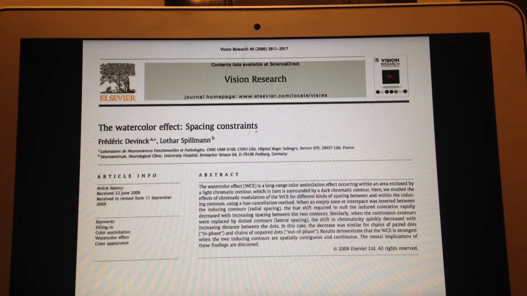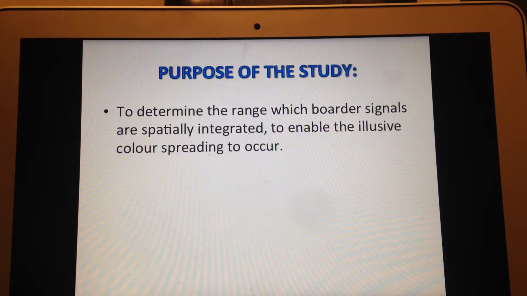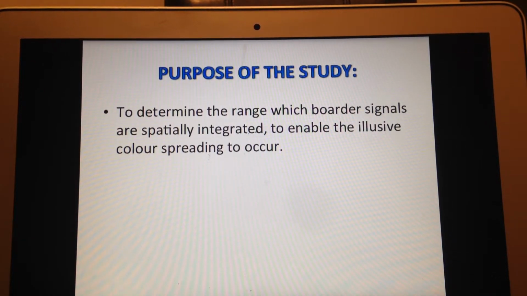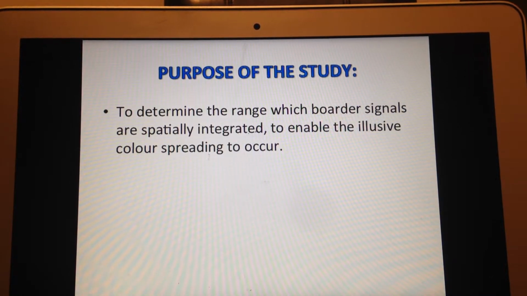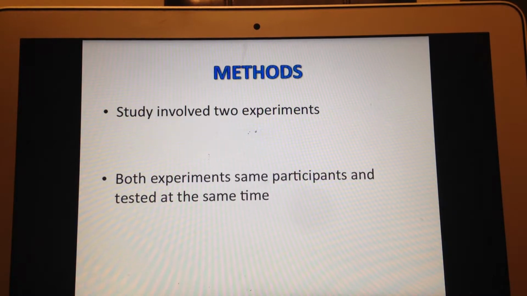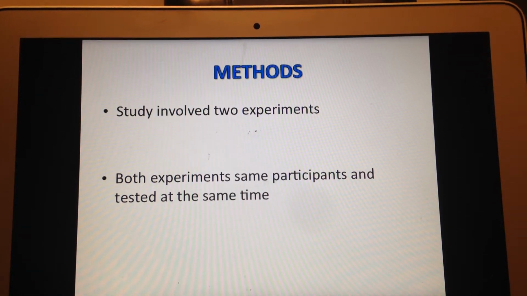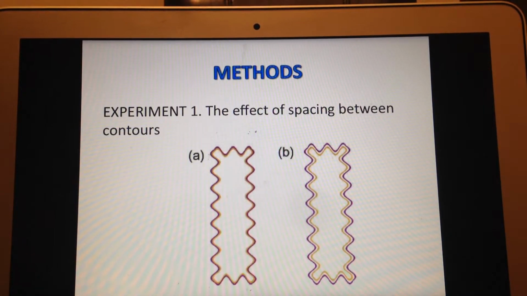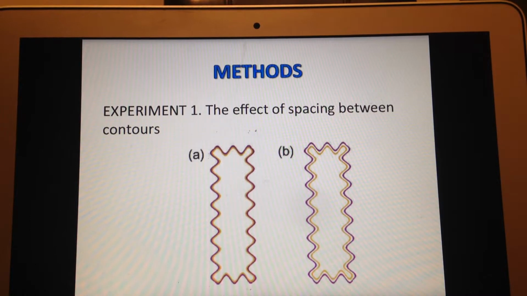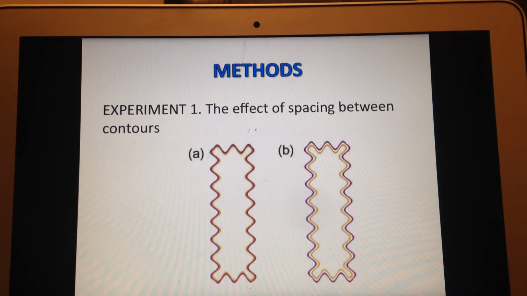The watercolour effect's spacing constraints. In Devinck and Spillmann's study, the range over which the chromatic border signals are spatially integrated to enable colour spreading to occur was investigated. The study involved two experiments, however both experiments were tested using the same participants during one time period. In Experiment 1, the effect of spaces between two inducing contours was tested.